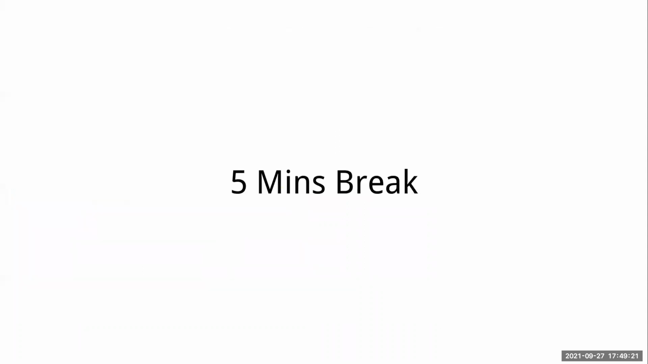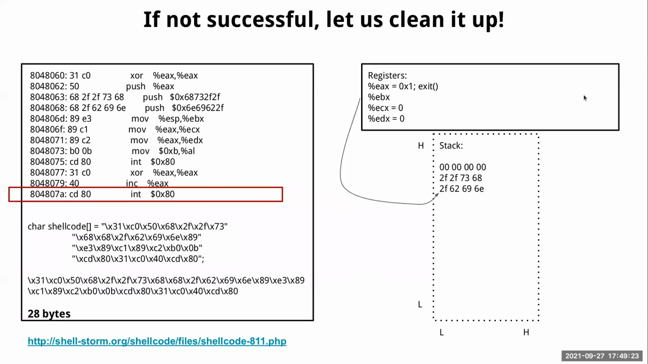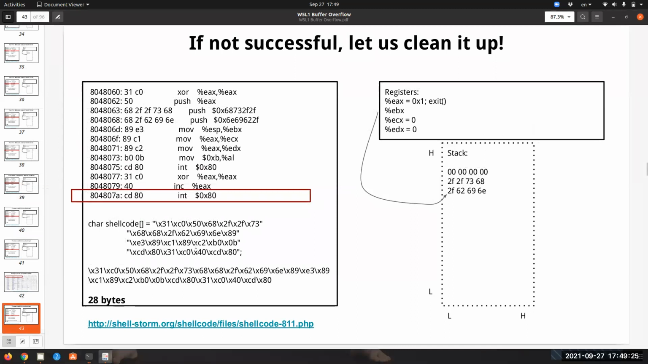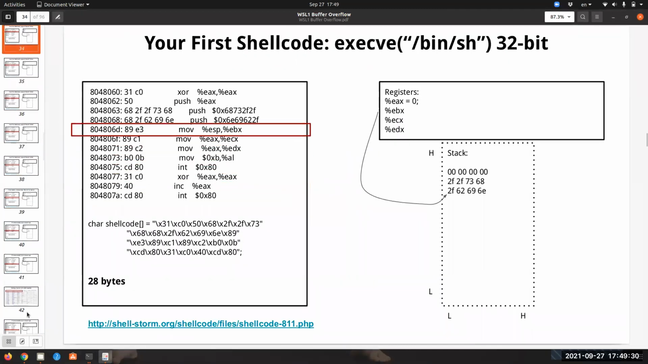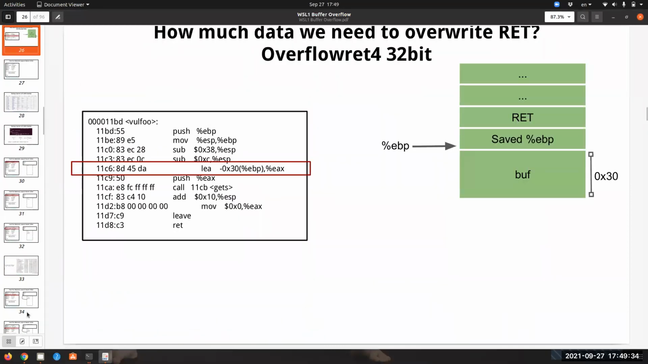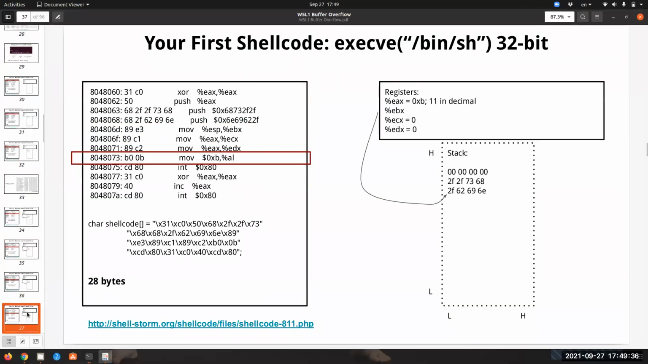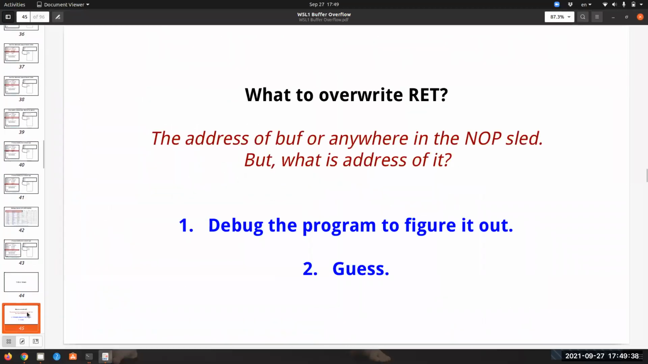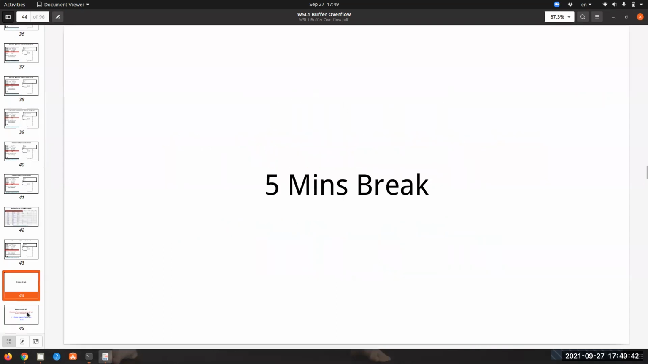Okay, now let's overwrite this program. Which one are we doing? We're doing return 4. Okay, let me see if we're doing this after the break. Oh yeah, we can take a 5 minute break first. Then when we come back, we're going to hack return 4.